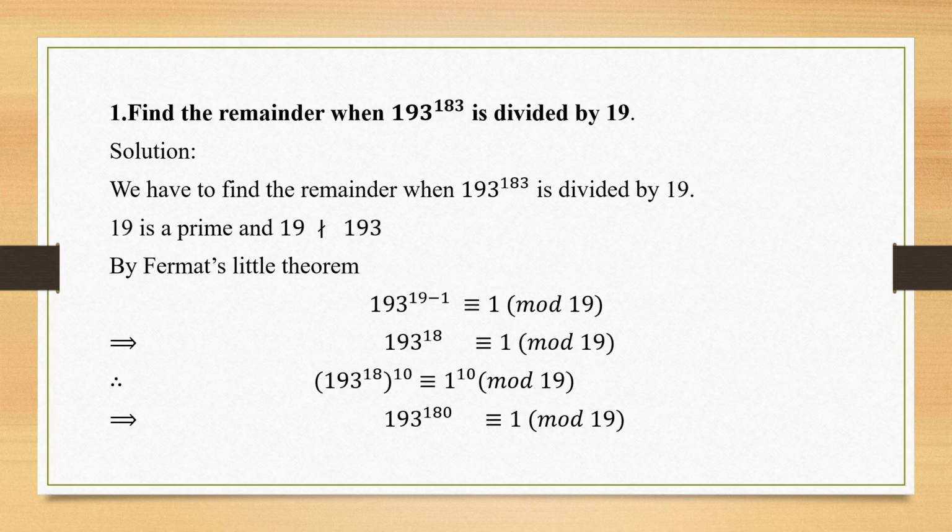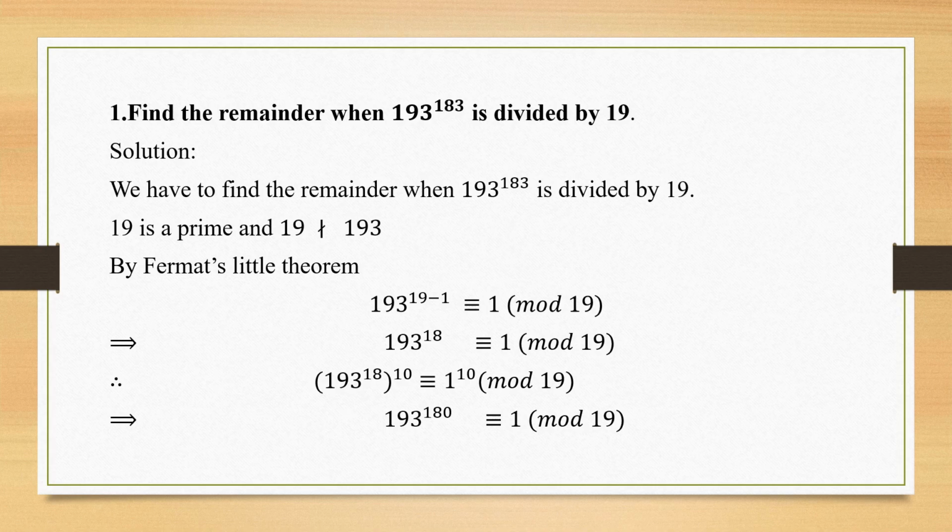Now what am I supposed to do? After substituting in Fermat's little theorem, the next target is to achieve the actual number asked in the problem. What is asked is 193 raised to the power of 183. But here I have 193 raised to the power of 18, which is congruent to 1. Now how will I reach 183 from 18? The best option is to raise this 18 to the power of 10, and I will land up with 180. So I'll be very much closer to 183.